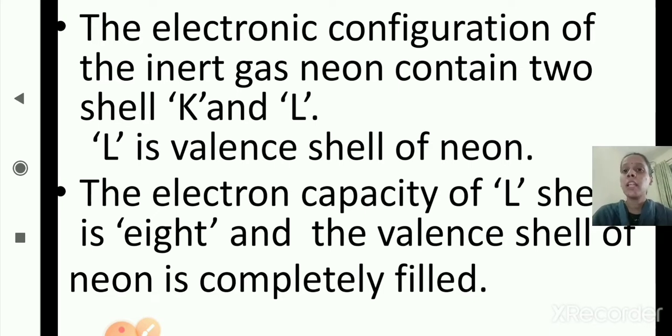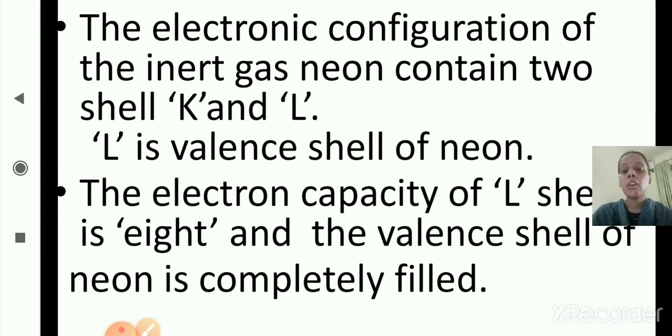Now the electronic configuration of the inert gas neon. Just now we have seen the inert gas helium. Now the next inert gas, that is neon. Neon contains two shells, that is K and L shell. How many electrons are present in the neon atom? There are 10 electrons, right?